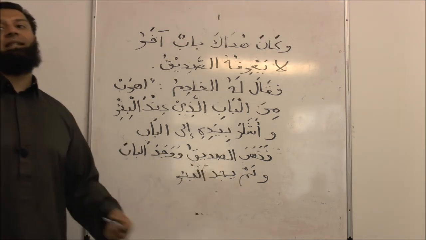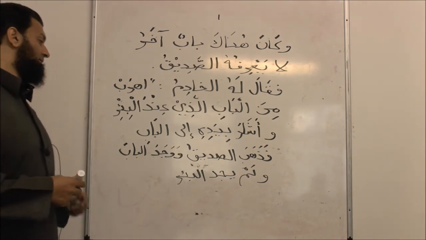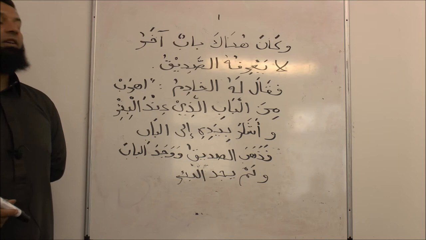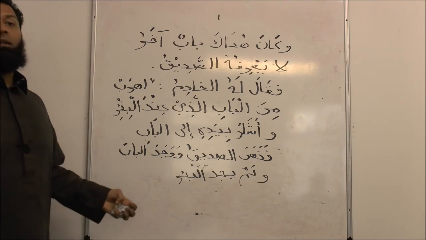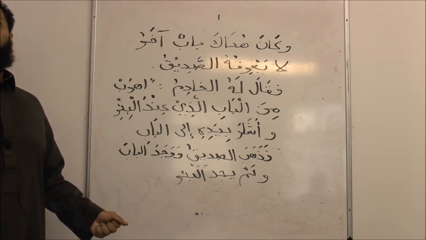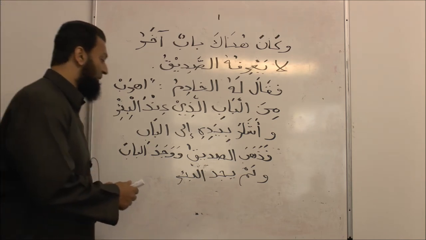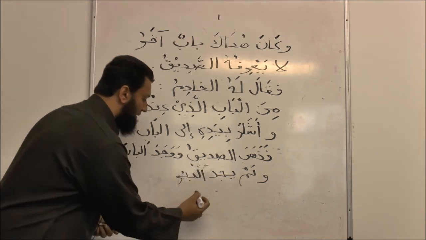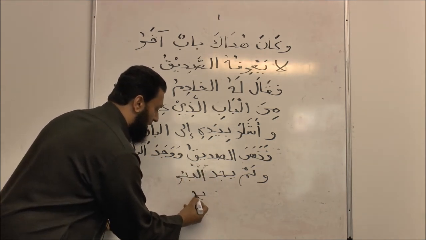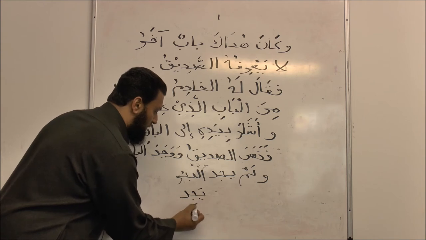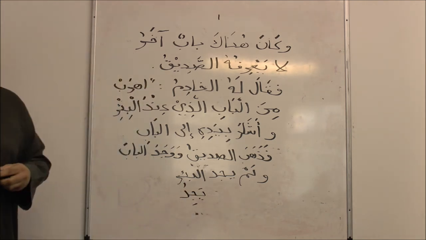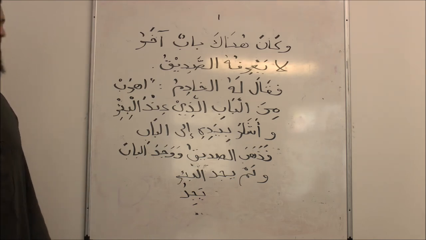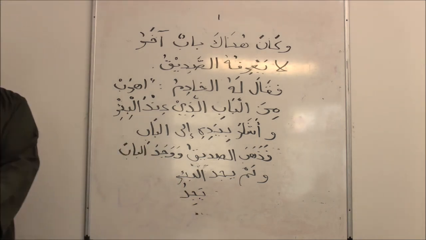وَلَمْ يَجِدْ. What does وَلَمْ يَجِدْ mean? لَمْ is a negation. لَمْ is a negation of what? It negates, he's negating that present tense verb. What does يَجِدُ mean? Yajidu means he finds.